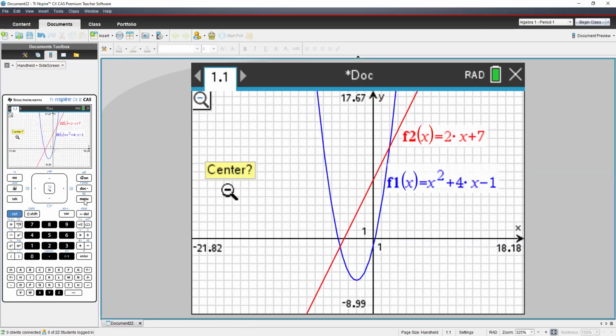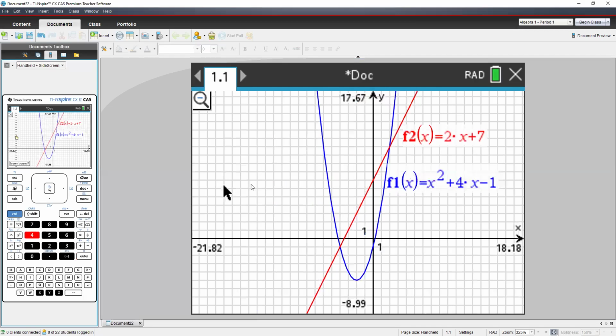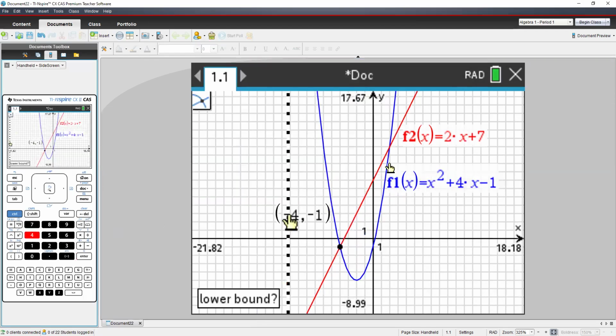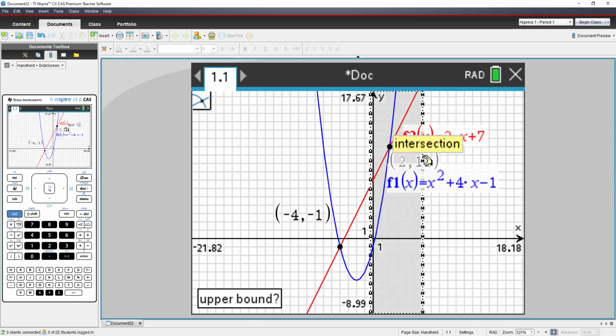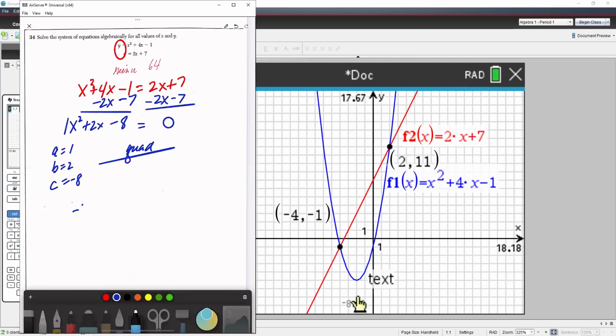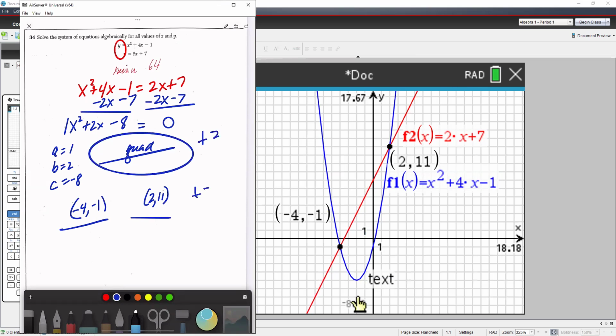All right, so there are the intersections. We're just going to do menu 64. Boom. Start on the left. Okay, there's one intersection. Then we're going to do menu 64 again. And we're going to come to the right part, and there's the other one. So we're just going to write on our paper, it's going to be -4, -1, and then it's going to be 2 and 11, right? So those are the coordinates.